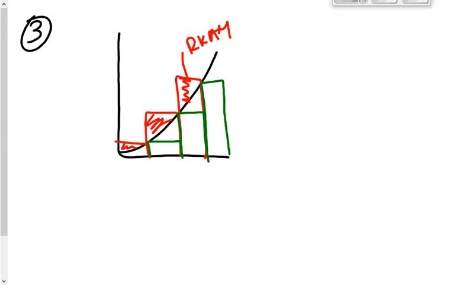So the RRAM is going to overestimate. The green is going to be the LRAM because I'm taking the height of my rectangle as the value of the curve on the left part of the subinterval. And is the LRAM going to overestimate or underestimate? Underestimate, because I've got all this area here that's not included.